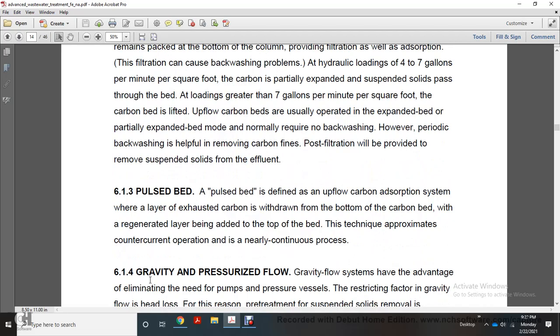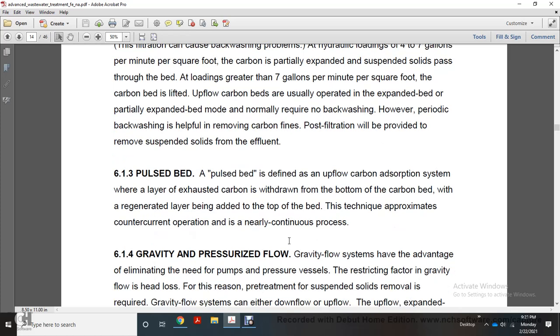Pulse bed. A pulse bed is defined as an upflow carbon adsorption system in which a layer of exhausted carbon is withdrawn from the bottom of the carbon bed, with a regenerated layer being added to the top of the bed. The technique approximates countercurrent operation in a nearly continuous process.